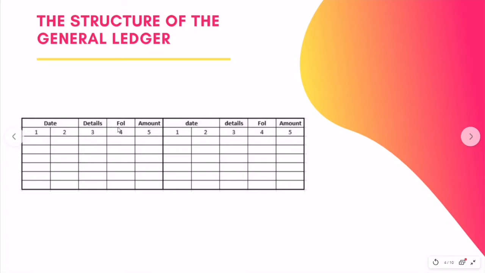Folio number, which is number 4, is used to cross-reference the journals that we are using. Remember, this is a general ledger. To cross-reference journals, your cash receipts journal, your cash book payments, as well as your petty cash journal, we will use the folio column to reflect that here. If the transaction that we are recording comes from the cash book receipts, we will use the folio to say CBR, because we are taking it from the cash book receipts. Here we will record the amount of that transaction, and we will do the same on the right side.